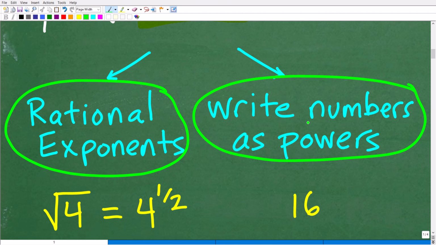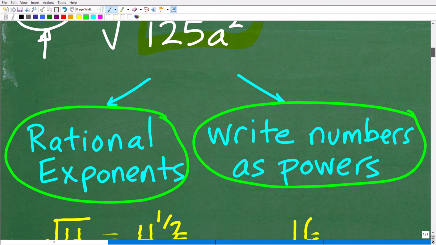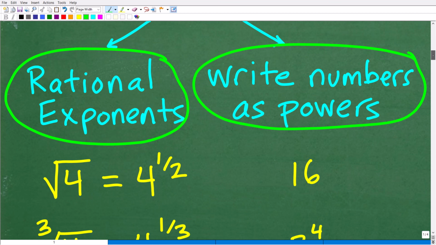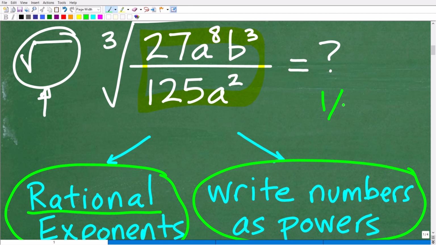And the next thing is we want to write numbers as powers. So when you're faced with this type of question, you want to be thinking about these strategies. Let's take a look at what these mean, starting with rational exponents. In mathematics, when you hear the word rational, you want to think of fraction. A number like 1/3 would be considered a rational number. That's because it's a number that can be expressed as a fraction where the numerator and denominator are what we call integers.